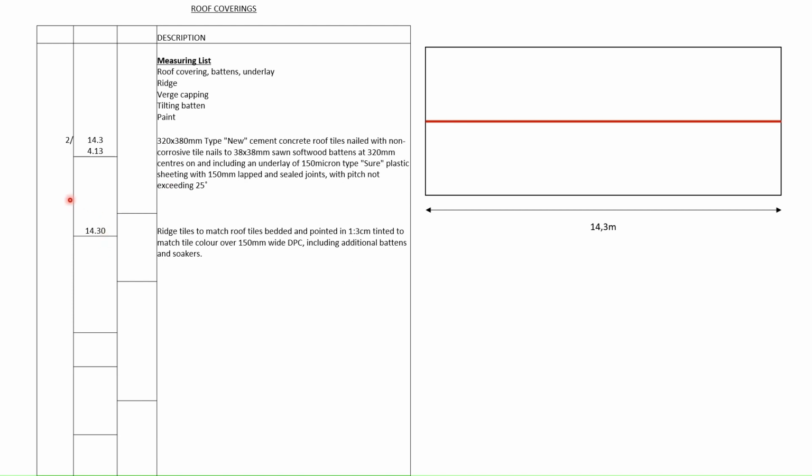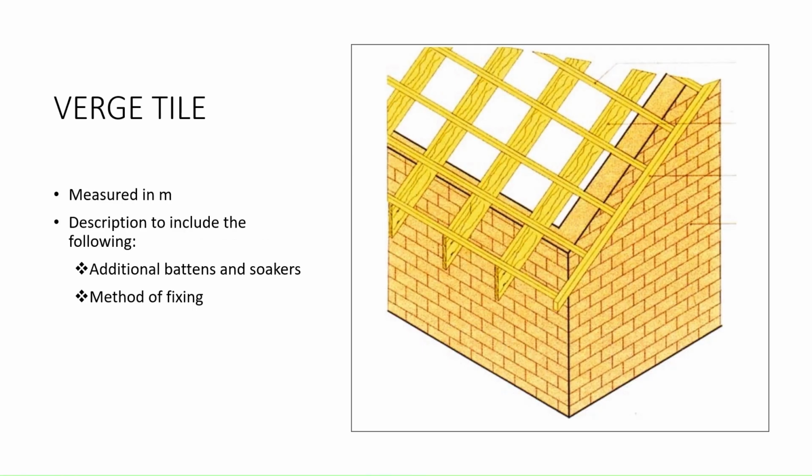And as we said, that runs for the full length of our eaves, which is 14.3 meters. All right, it's measured in meters, and that is why we only have one dimension there. Let's move on to the next item. The next item we will be measuring is the verge capping or the verge tiles.